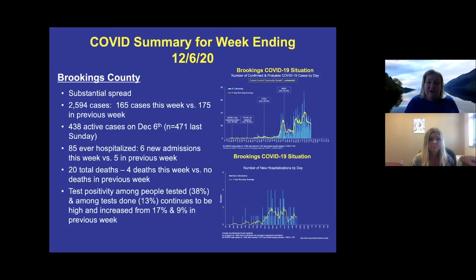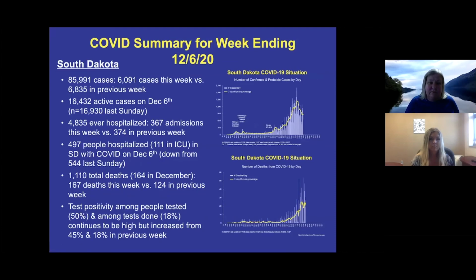Test positivity, we had gotten that down pretty good. Previous week it was 17 and 9% depending on your denominator. This week it's back up to 38 and 13. We had gotten this down, I think, when SDSU was screening a lot of the students before they went home for Thanksgiving. As far as the state data, you can see it's following like Brookings where it's going down here, but deaths are not really going down yet.